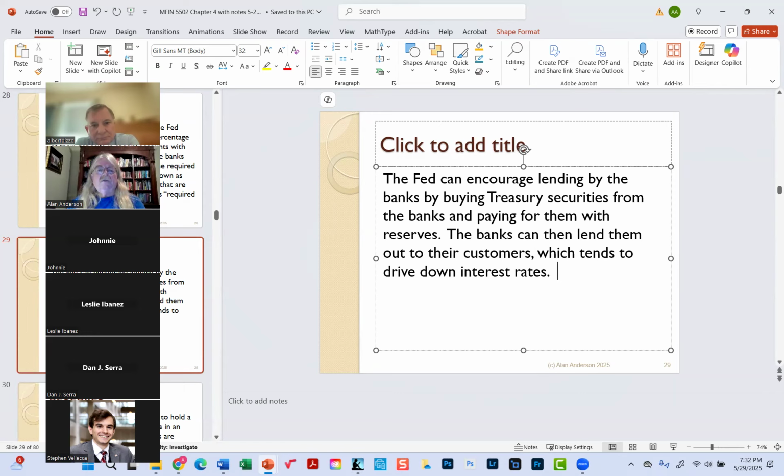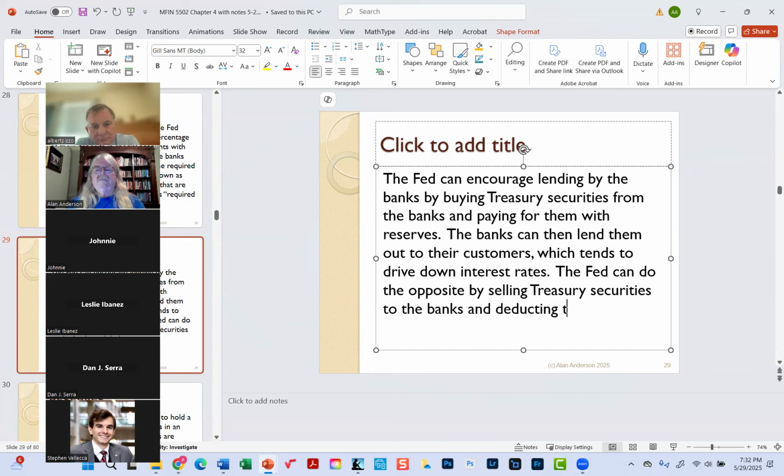And so the Fed will do this when they think the economy is sluggish, when it needs a little bit of stimulation. The Fed can do the opposite by selling treasuries to the banks and deducting the value from their reserve deposits. This reduces the amount of lending that can take place and raises interest rates.